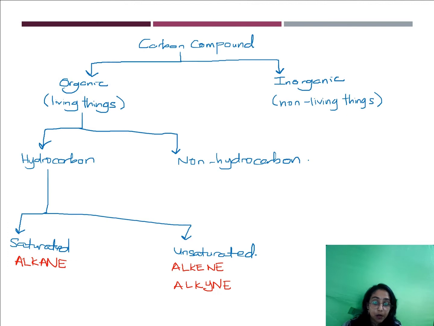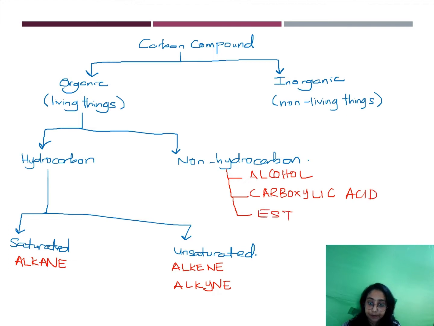When it comes to non-hydrocarbons, then there will be 3 homologous series inside here. Non-hydrocarbons can be either alcohol, carboxylic acid, or ester. So when it comes to the terms and the homologous series, you should know where these homologous series fit in. This is a general map for your carbon compounds and their homologous series.